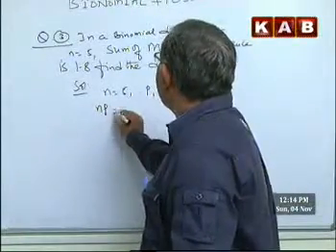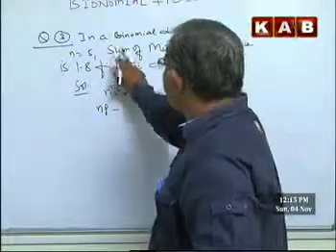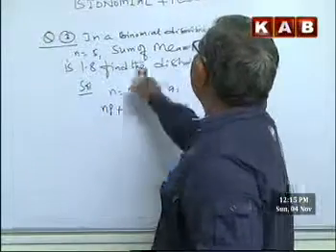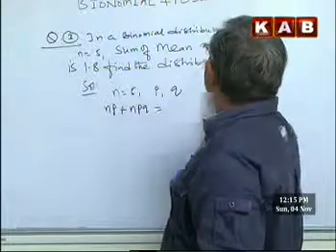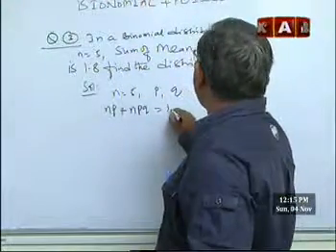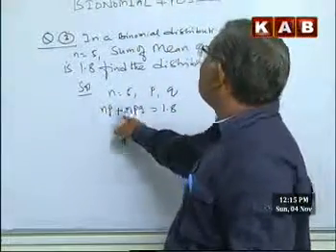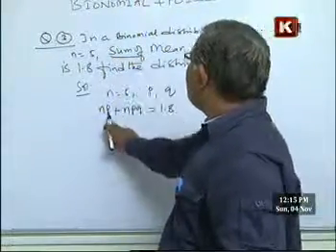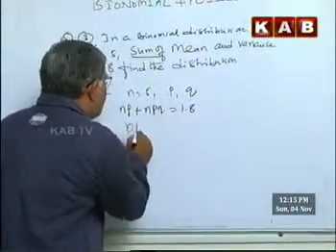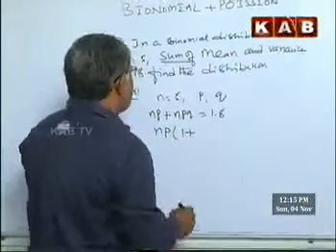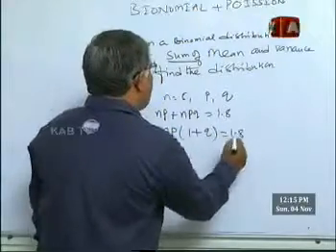What else is given? NP. What is NP? Recollect, NP is the mean. Sum means addition. So NP plus NPQ, mean and variance, is equal to 1.8. I have taken mean, which is NP, and variance, because it is asked sum, we are adding. Now what can be taken common? NP can be taken common, so you are going to get NP(1 plus Q) is equal to 1.8.